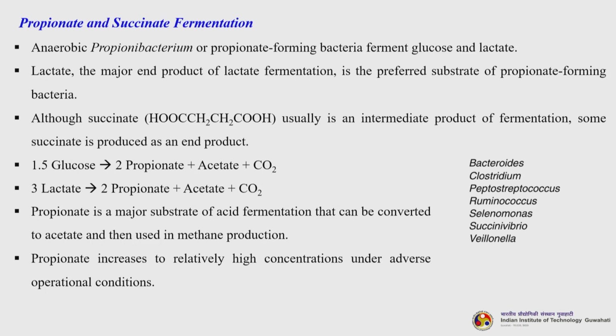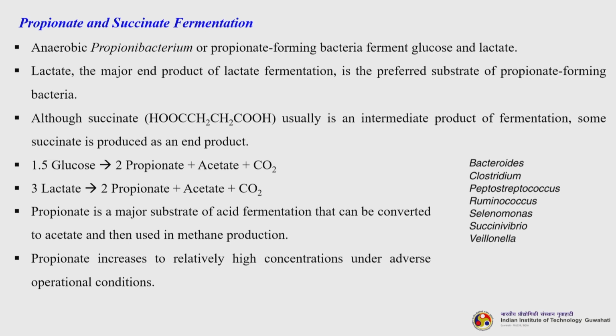Anaerobic propionibacterium or propionate forming bacteria ferment glucose and lactate. Lactate, the major end product of the lactate fermentation, is the preferred substrate for the propionate forming bacteria. Although succinate usually is an intermediate product of the fermentation, some succinate is produced as an end product. 1.5 glucose can give us 2 propionate plus acetate plus carbon dioxide. 3 lactate can directly give us 2 propionate plus acetate plus carbon dioxide, depending upon which species is converting it or degrading it.